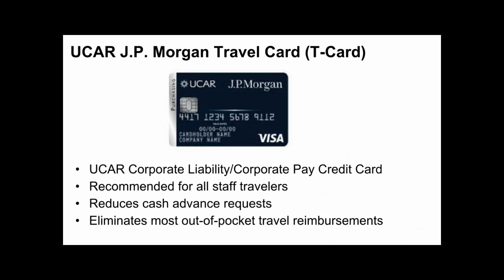There is a travel card available. We are calling this the T card for short. And so this is what's referred to as a corporate liability card, which means that anytime you use the travel card for your travel expenses, UCAR is paying for that expense directly. Because of that, we know that this will reduce cash advances and also reduce out-of-pocket reimbursements, because hopefully most of your trip expenses will go on that travel card. It's definitely recommended for all travelers.